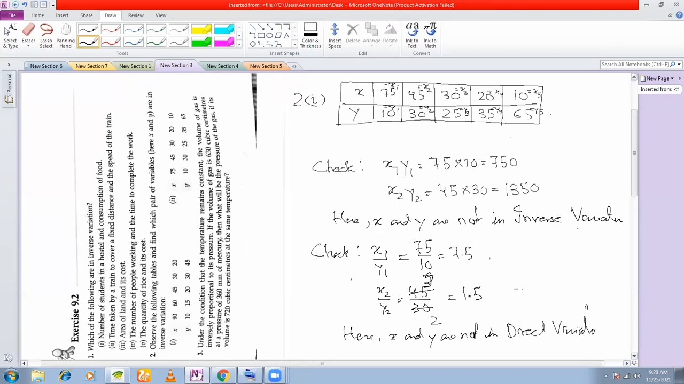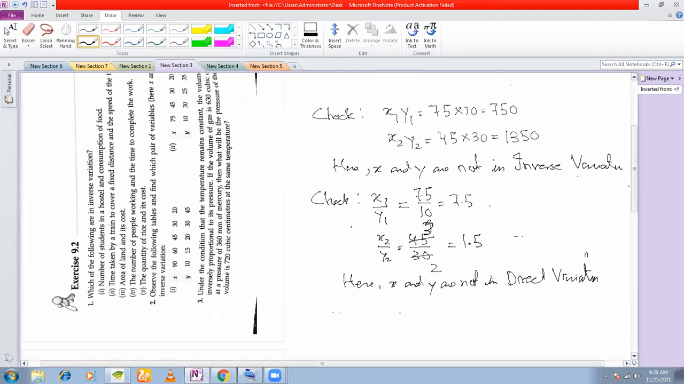Then what are they? If they are not in inverse, if they are not in direct, you don't know what it is. There may be just some random data that is given to you. So you say hence x and y are neither in direct or inverse variation. Clear with how to check whether it is inverse or direct variation? Good.